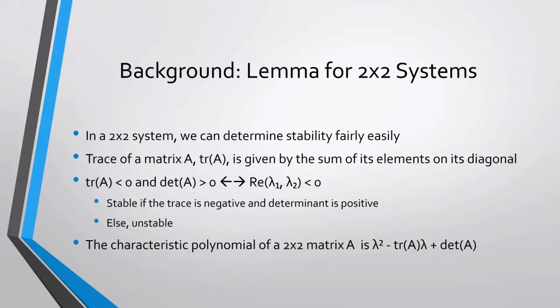If the trace of a matrix is negative and its determinant is positive, then both real parts of the eigenvalues will be negative, thus producing a stable steady state. If either of these conditions is broken, then the steady state will be unstable. The characteristic polynomial of our matrix, which is the equation that we use to solve for our eigenvalues, is given by this expression here. This shortcut and property of 2 by 2 matrices will be very useful when analyzing the steady states of the problem discussed in this article.